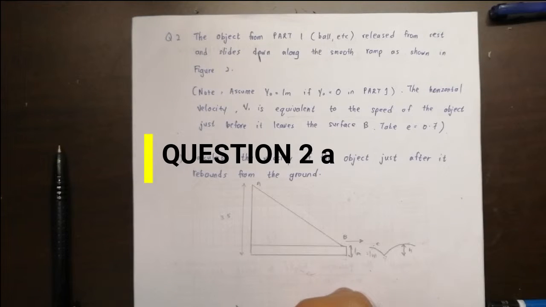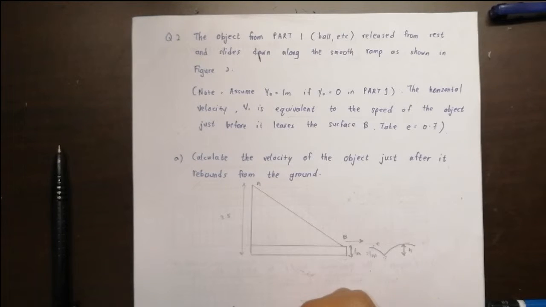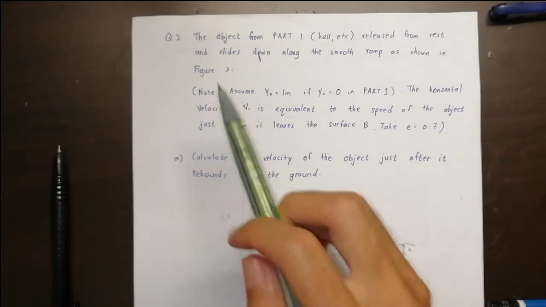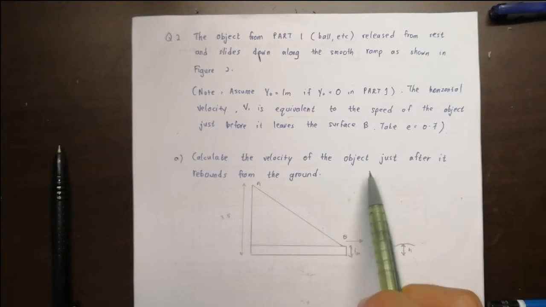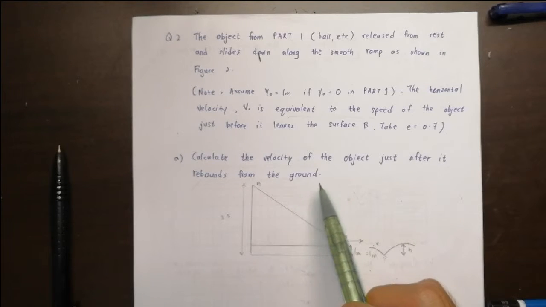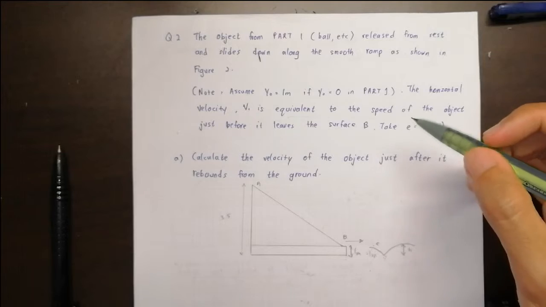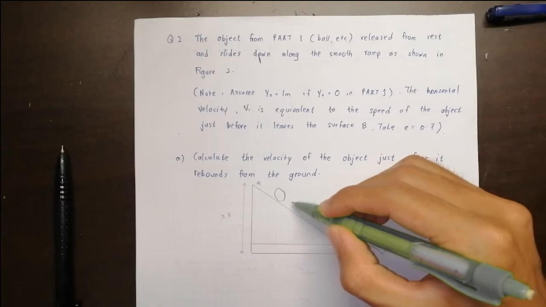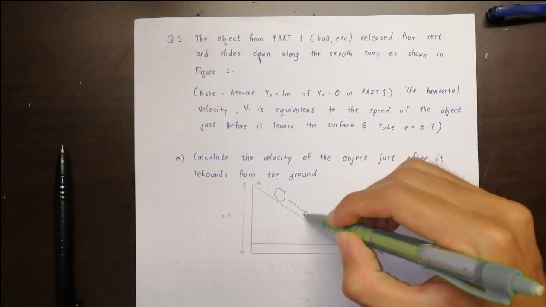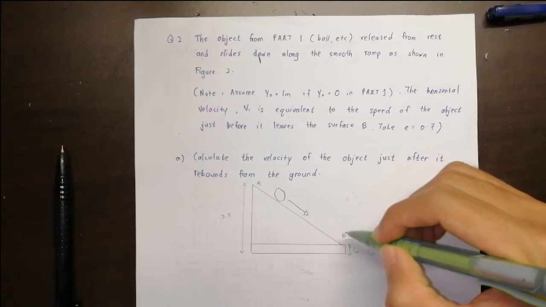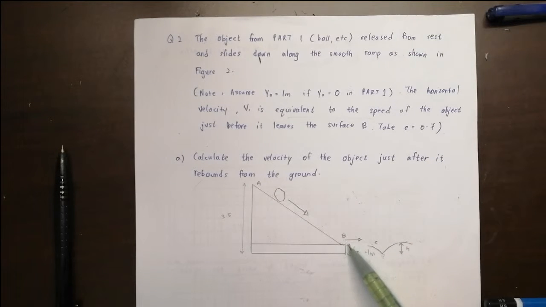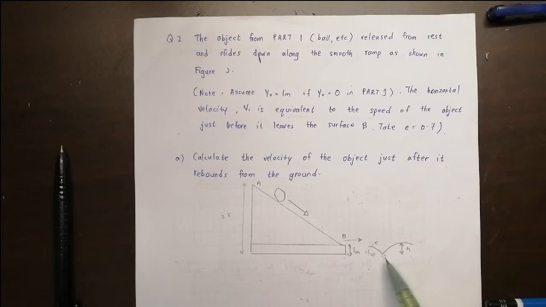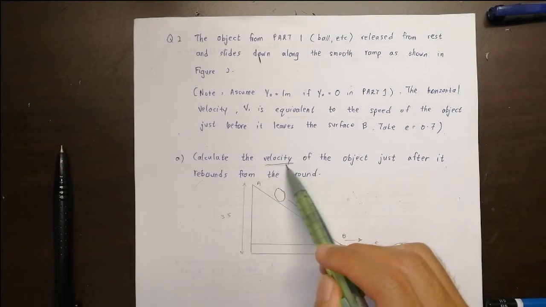Hi guys, right now let's move on to question 2a. The question asks to calculate the velocity of the object just after it rebounds from the ground. Basically, the question asks about this ball, which accelerates sliding down to B, then from B the ball will move to C. When it reaches C, it will bounce back from the ground. So the question asks its velocity.